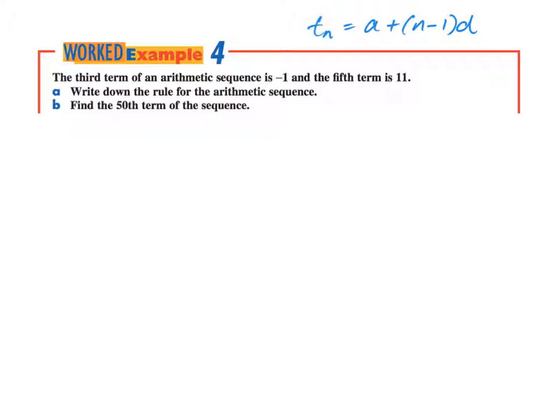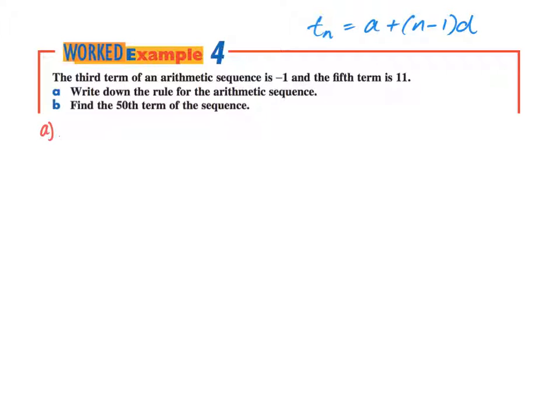In this question, we are required to find the rule of an arithmetic sequence, given that the third term of this arithmetic sequence is -1 and the fifth term is 11. So we're going to use our rule for finding the term in an arithmetic sequence. There will be some unknowns, but through those unknowns we can then go ahead and find the rule.